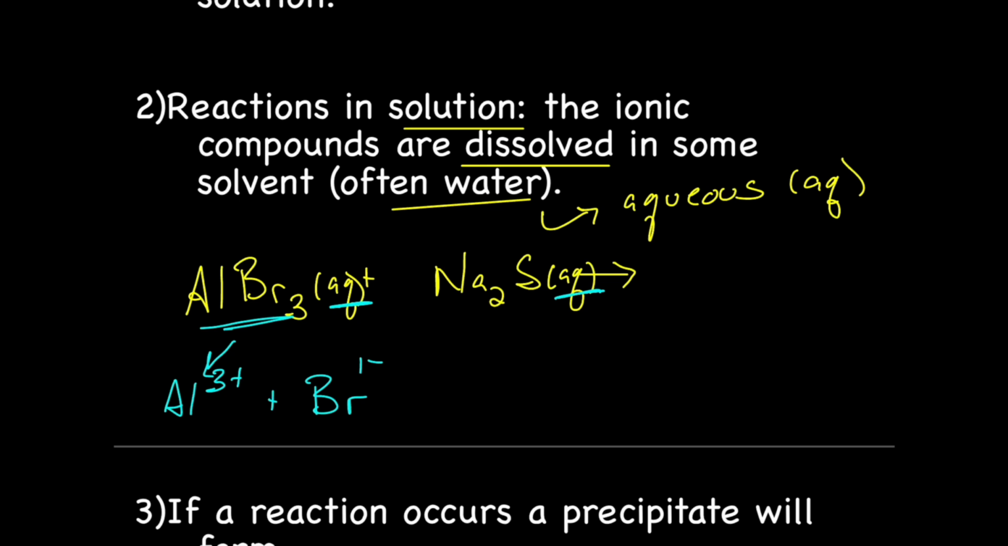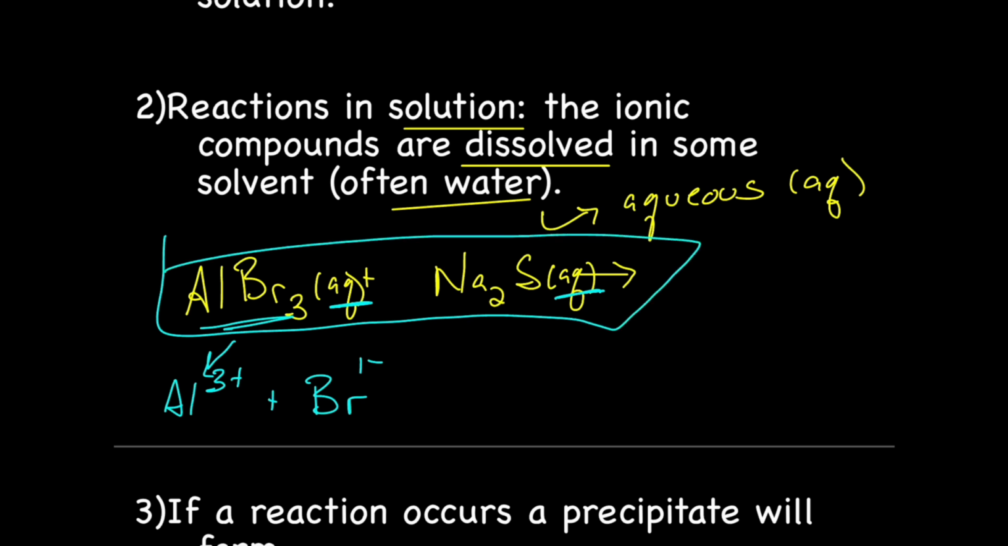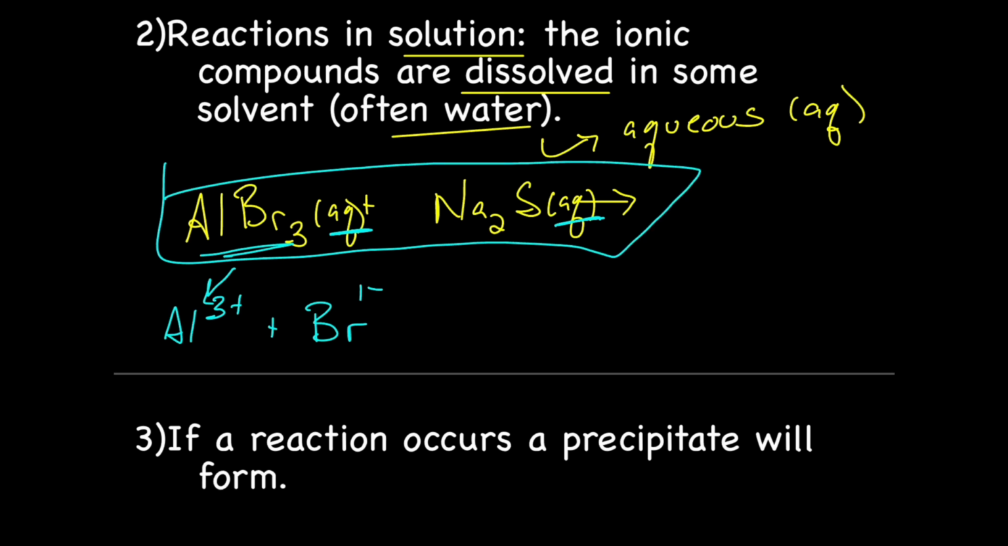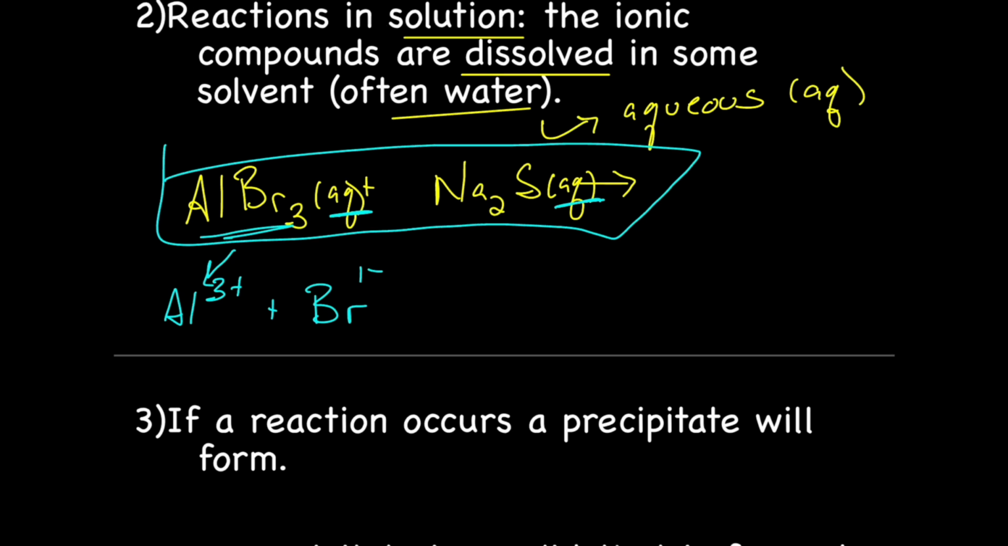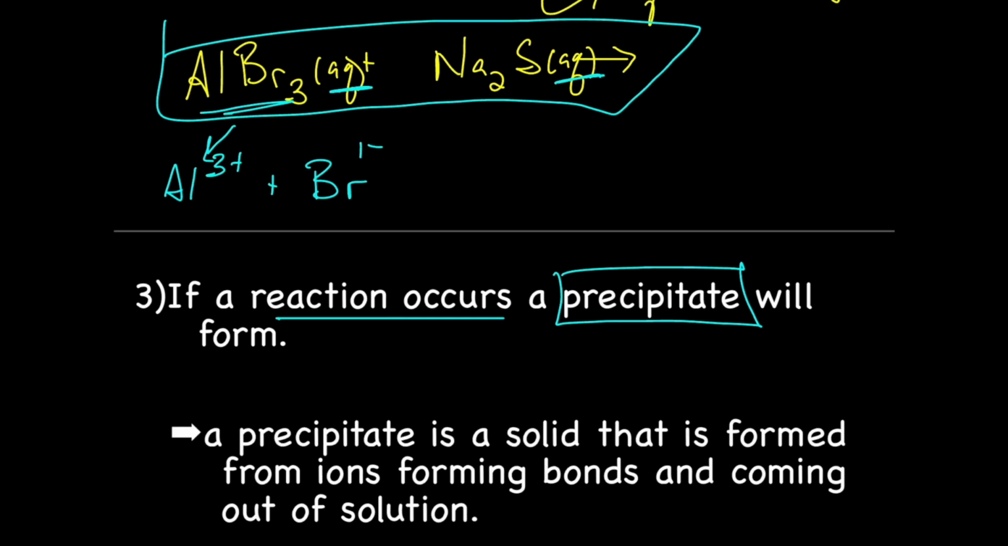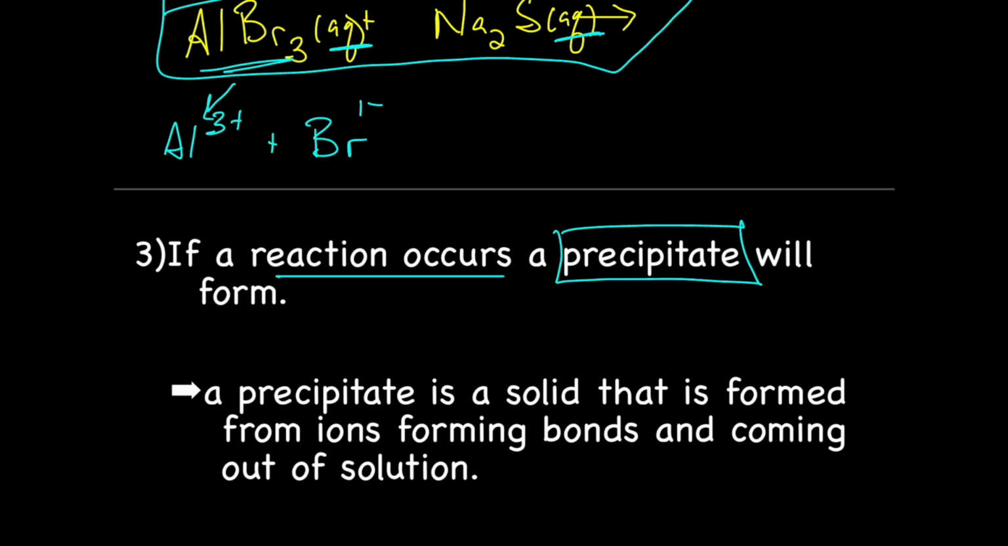So if we take this reaction here, AlBr3 plus Na2S, we'll still predict products like we've been practicing, but now there may or may not be a reaction. If there is an actual reaction occurring, a precipitate will form. So what do we mean by precipitate? A precipitate is a solid that is formed from ions forming bonds and coming out of solution.